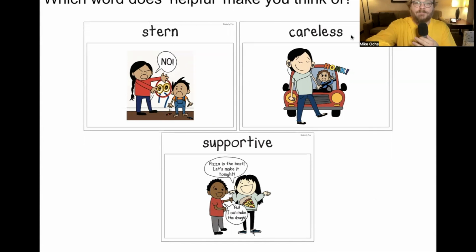Here's another example. What word does helpful make you think of? And the kids could take a look at the bank of words and then say, oh, supportive, because when you're supportive, you're helping people out with things and so on. You see how this goes.